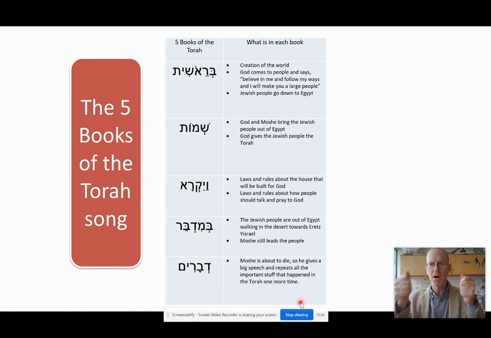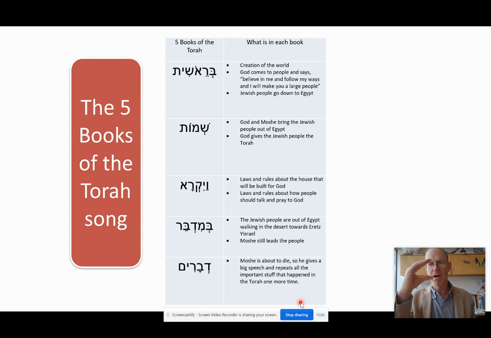Bereshit, Shemot, va'ayikra, b'midbar, de'evarim. Bereshit, Shemot, va'ayikra, b'midbar, de'evarim.